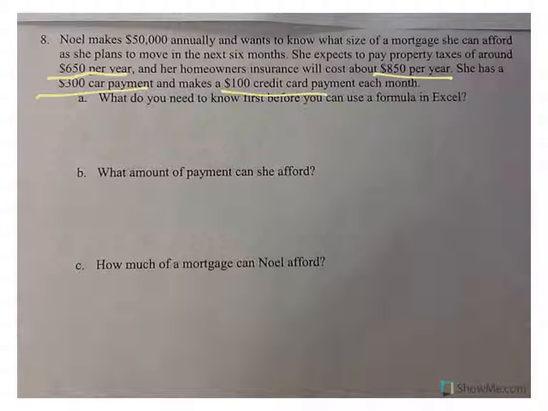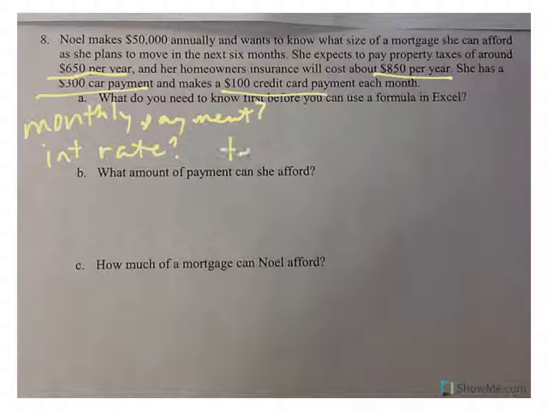Well, we need to know what kind of monthly payment she can afford. Right, because she's trying to figure out how much house she can have. Well, we need to know her monthly payment. We also need to know an interest rate. We also need to know the term of the loan. Right? Is it 30 years? Is it 15 years? Is it 10 years? Right? So these are all things that we can do.